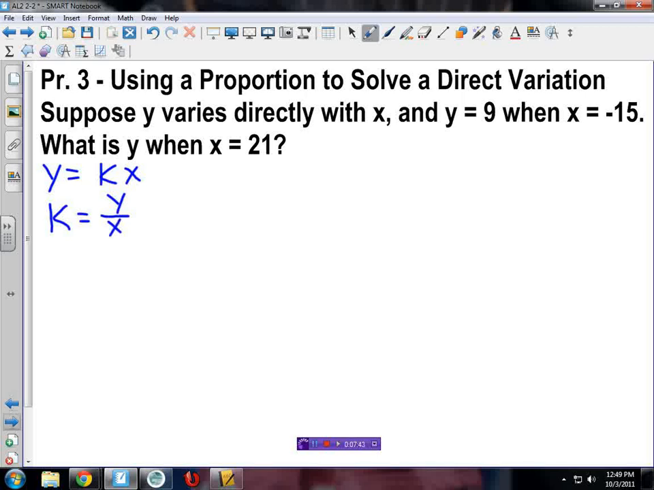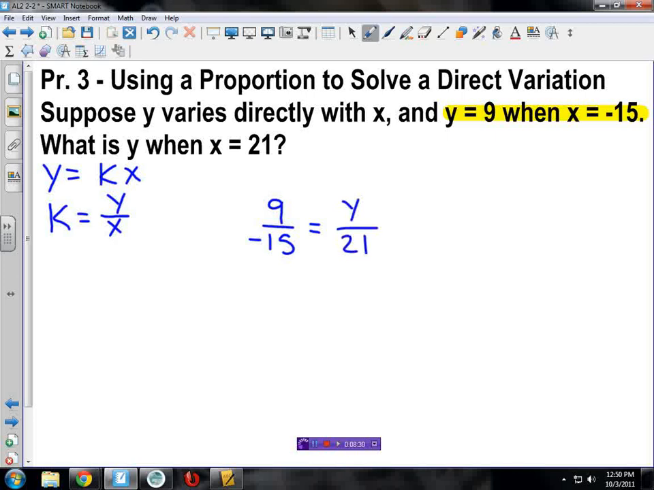Okay, so now, did they tell us a y and an x that belong together? Yes. Which ones? Y equals 9 and x equals negative 15. Okay, so those two belong together. So I'm going to have 9, which is my y on top, and on the bottom I'm going to have negative 15. That ratio should be constant, or the same as what other one? So I'm going to have another one. What's going to go on top? Y. What's going to go on bottom?